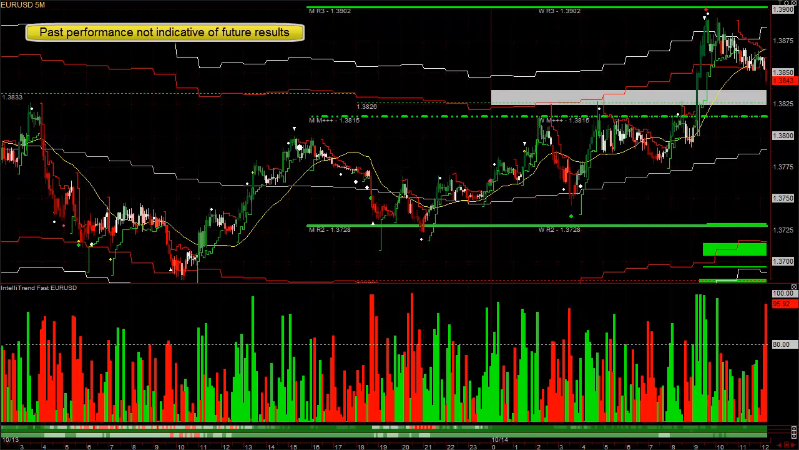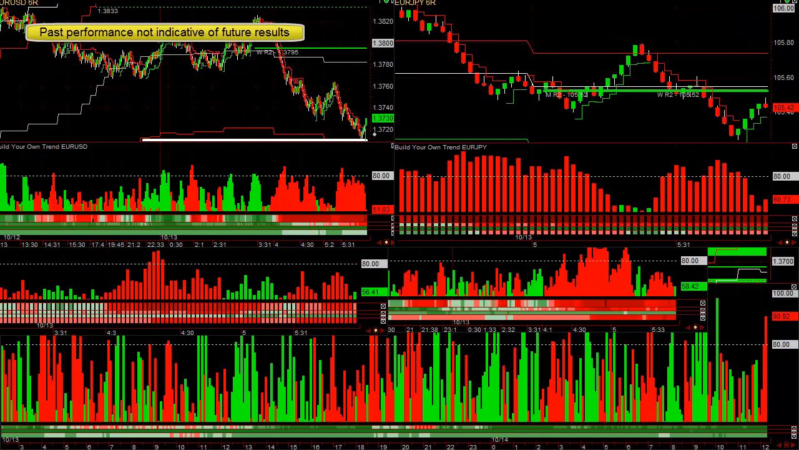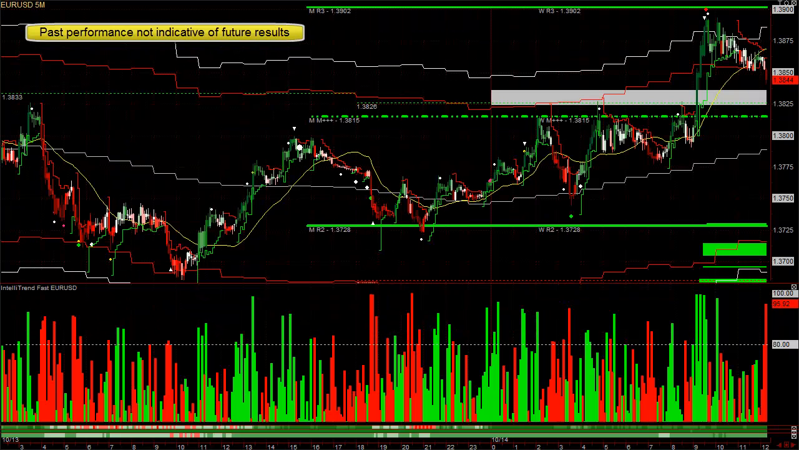Now let's look at the euro dollar on a range chart. This is a 5-minute chart using our intelligent, sophisticated trailing stop. We also want to look at this on a range chart, which also gives you a little bit even clearer picture.